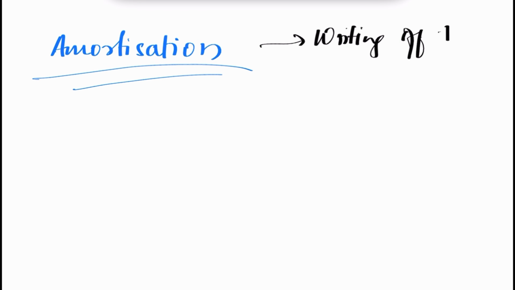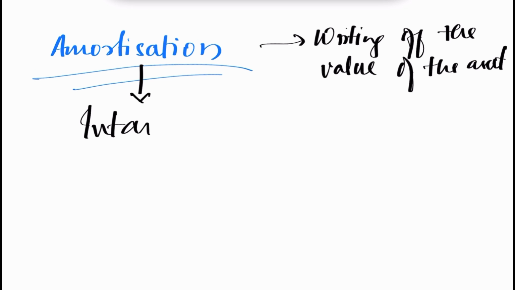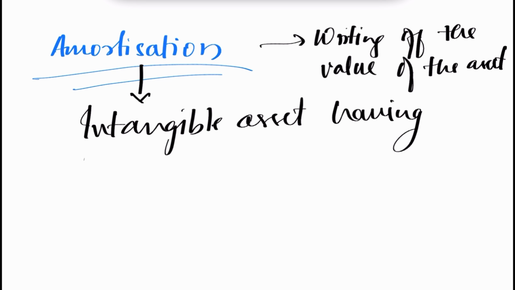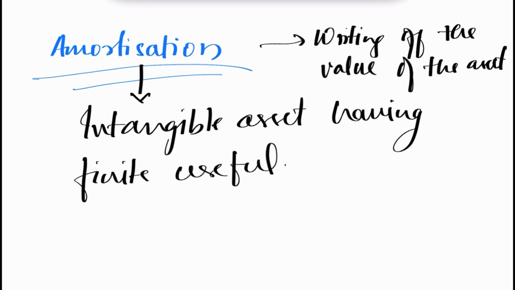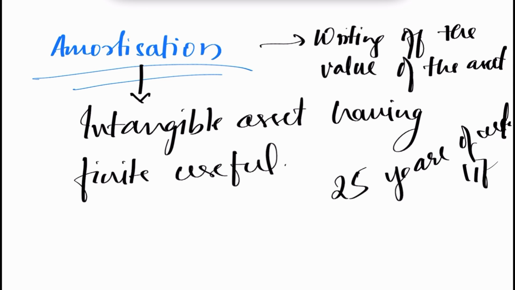And what is amortization? Writing off the value of the asset. Amortization is mainly done for intangible assets having a finite useful life. If an intangible asset has a finite useful life, let's say 25 years of useful life, in this case only the intangible asset can be amortized.